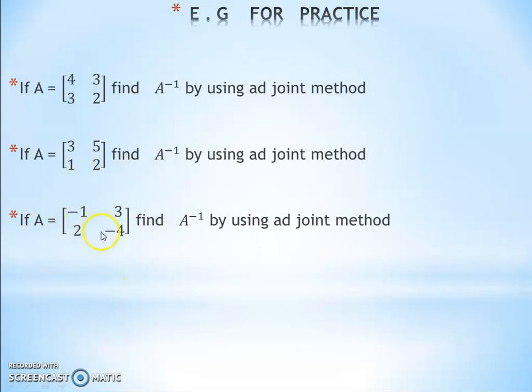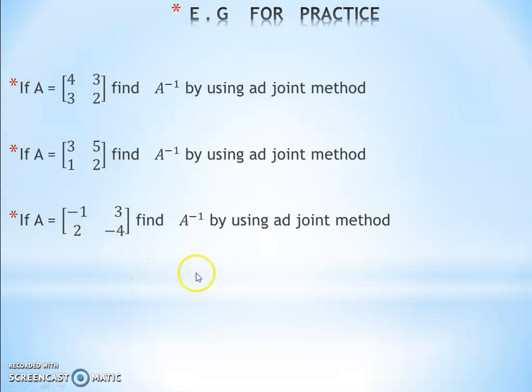In this example, what is the determinant we have to check? Minus 1 into minus 4 is plus 4. 3 twos are 6. 4 minus 6 is minus 2. So the D value is minus 2. Now the adjoint of this matrix, we defined A as [-1 3; 2 -4]. Be careful. The adjoint of A is given by [-4 -3; -2 -1].